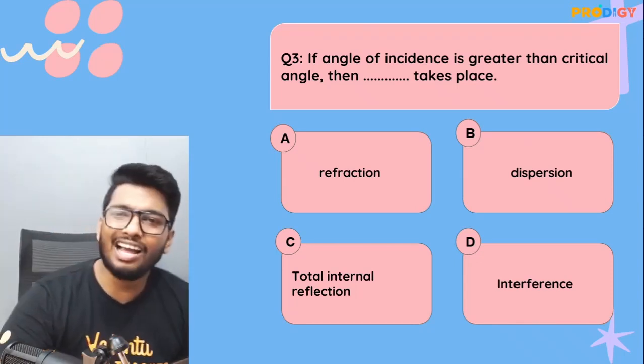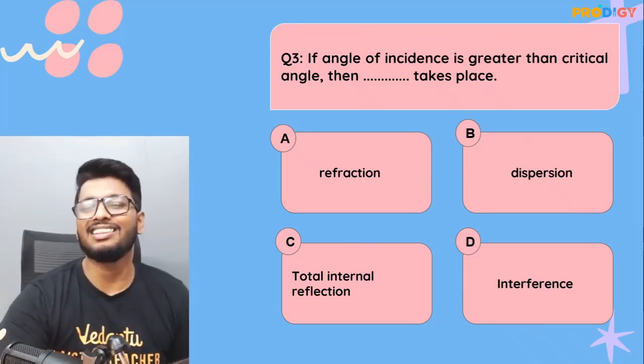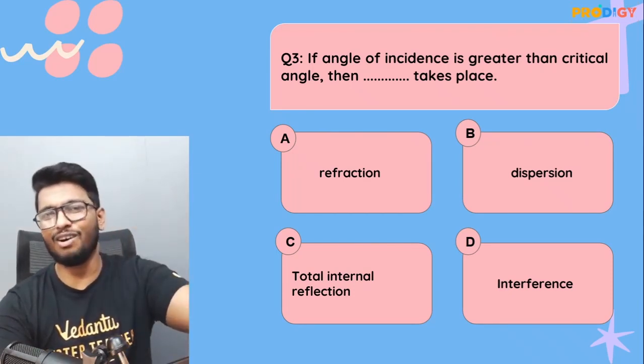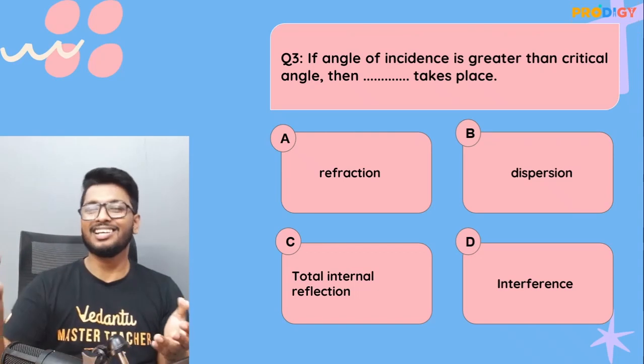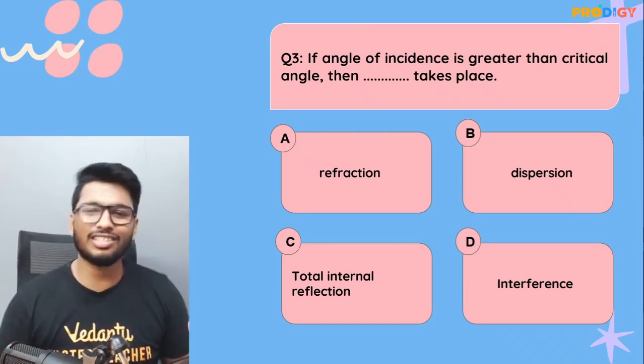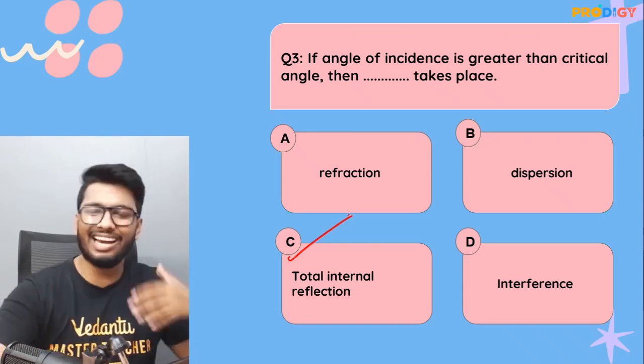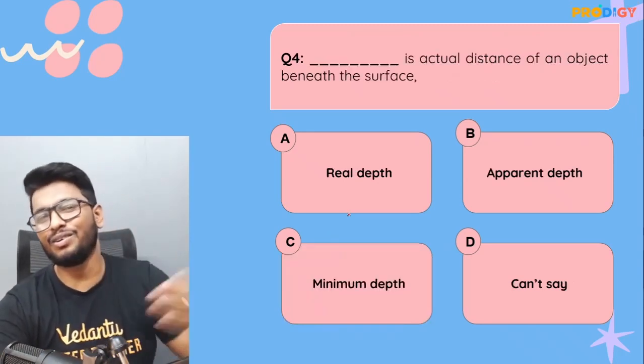Next one. If the angle of incidence is greater than the critical angle, then dash would take place. Super easy question. I don't even have to read out the options. Refraction, dispersion, total internal reflection, or interference. TIR, people. Total internal reflection. If it's greater than the critical angle, then it'll undergo total internal reflection.